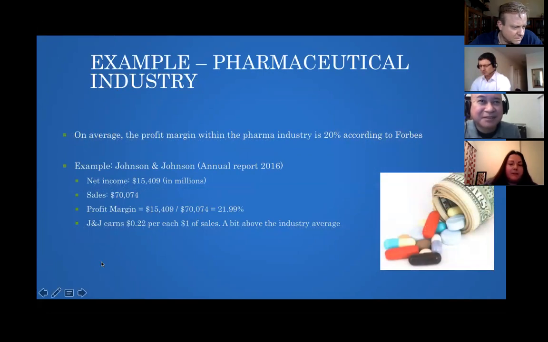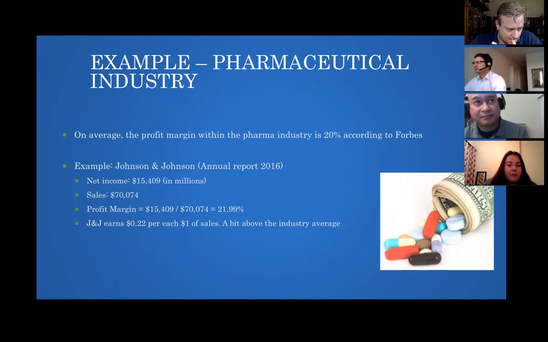Okay, I took the pharmaceutical industry because that's my industry. According to Forbes, 20% is the standard in the industry. And I took here Johnson & Johnson, which is actually the first one in the category. I took the net income, which you can see at the end of the presentation in one of the annexes, but I just put the figures here so that you can see.